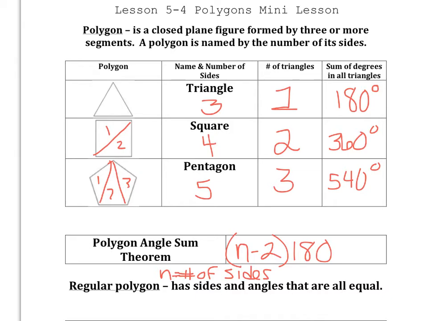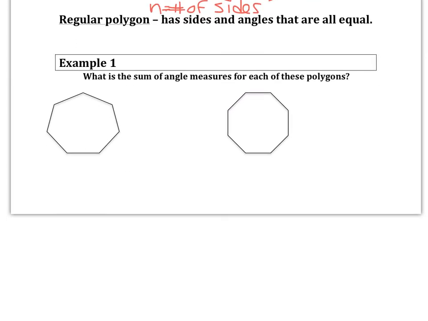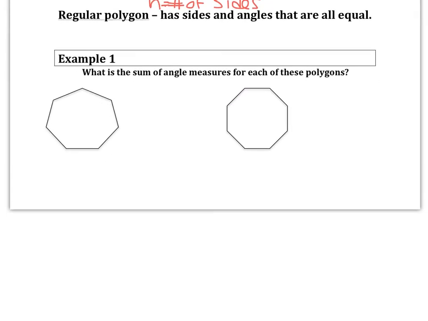So let's practice using the angle sum theorem in example 1. Example 1 says, what is the sum of the angle measures for each of these polygons? So first it's going to be important that we identify what the figure is. If we look at this first one, it has 1, 2, 3, 4, 5, 6, 7 sides. And so that makes this a heptagon, or septagon, depending on how you say it.